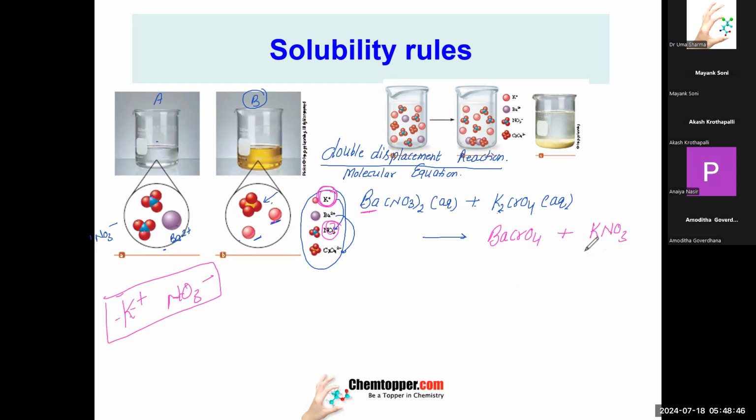KNO3 is soluble, okay. Barium chromate is not soluble. Very good, solid. KNO3 is soluble or not soluble? Now balance the equation. First, write the molecular equation. Second, balance the equation.